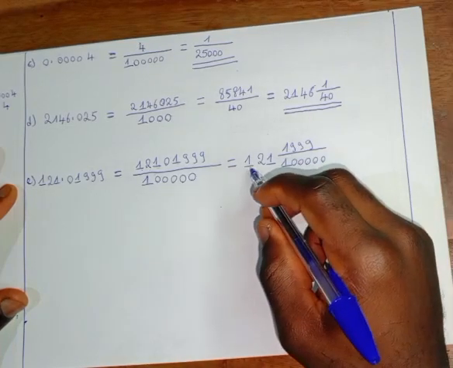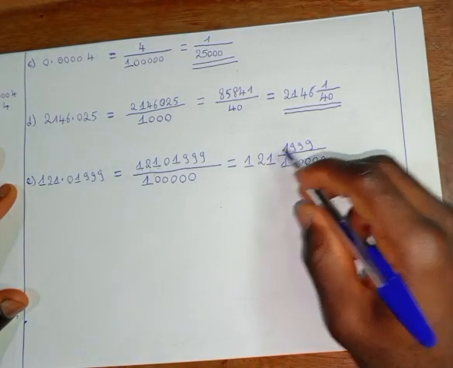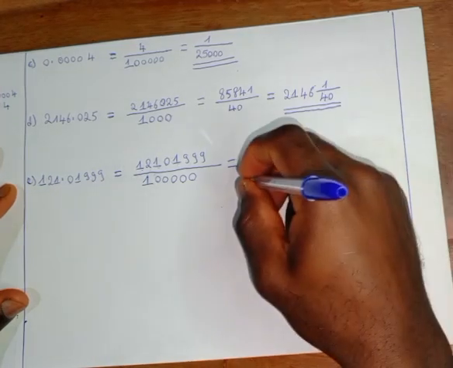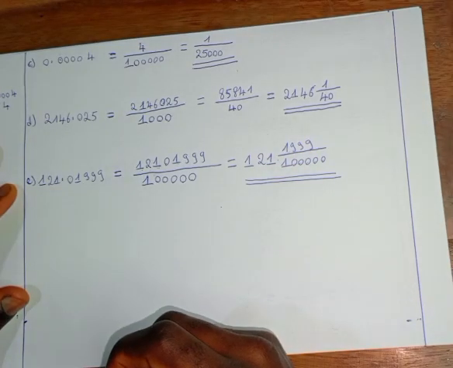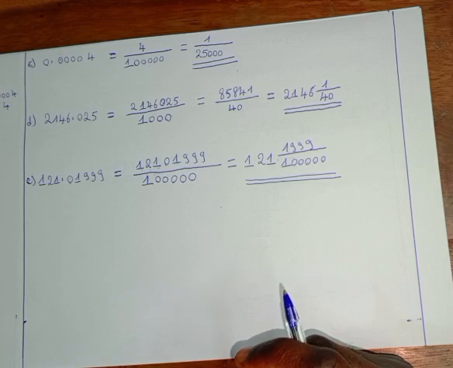Our final answer will be 121 and 1,999 all over 100,000. This will be the final answer. And we are done with the correction of the exercises.